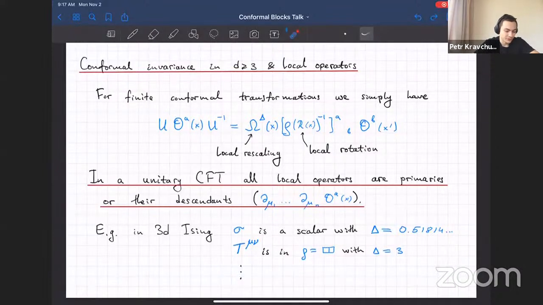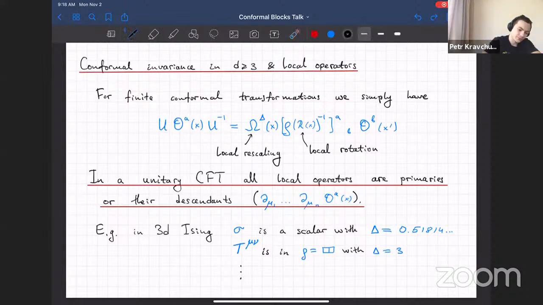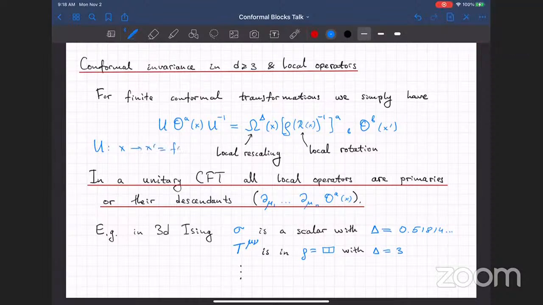Before I move on with correlation functions, let me ask if there are any questions. In the upper right formula, what is x prime there? How is it related to x? Thank you. The U is a finite conformal transformation which sends x to x prime. So it's just some function of x, which is associated to U.